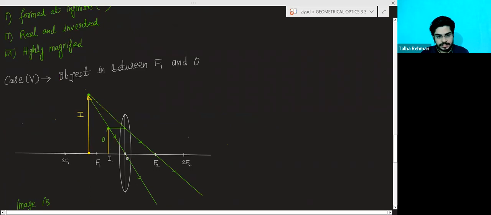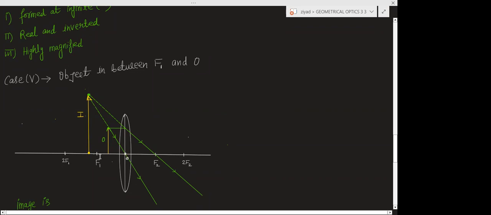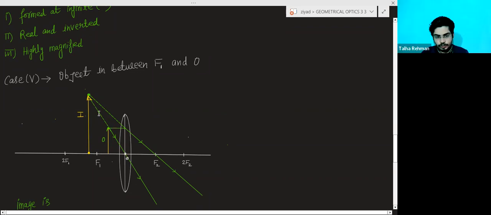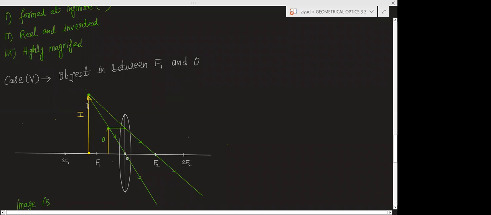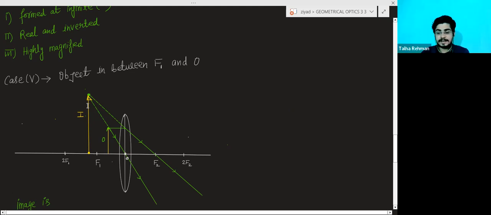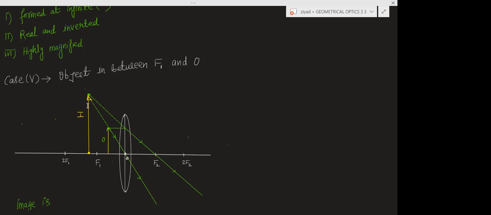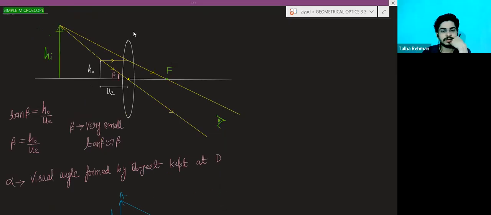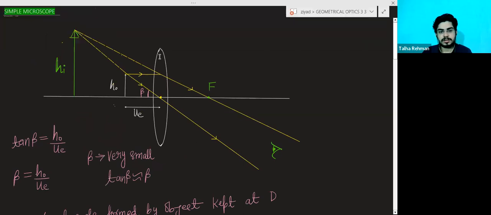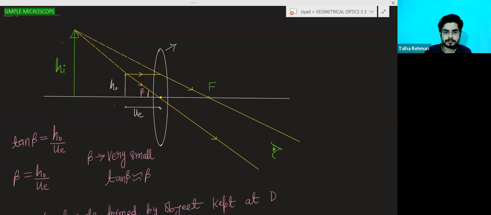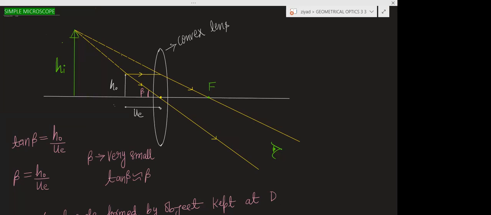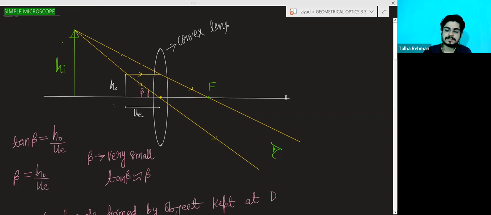In case of the convex lens, this case will be the case of the simple microscope: when the object is placed between the optical center and the focus of the convex lens, you will get a virtual image on the same side of the object, and that image will be virtual, erect and magnified. This is the simple microscope. In the simple microscope, there is a convex lens. We already know this is a convex lens. This is the principal axis of the convex lens.